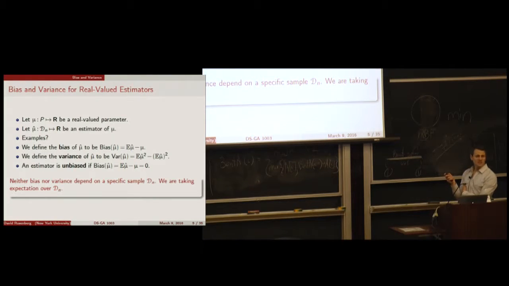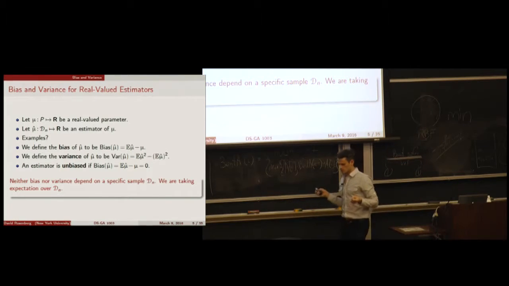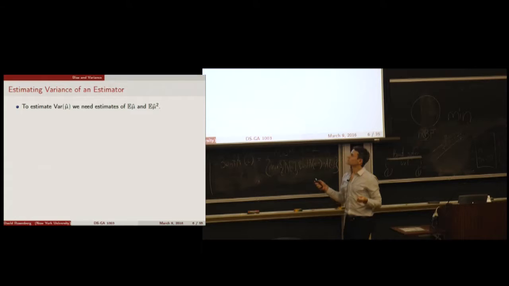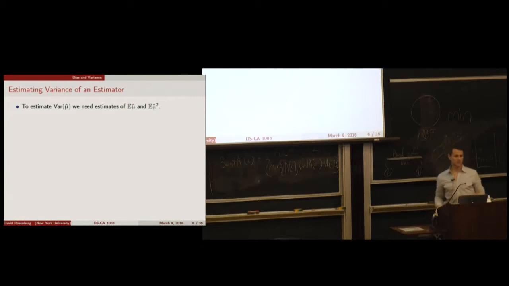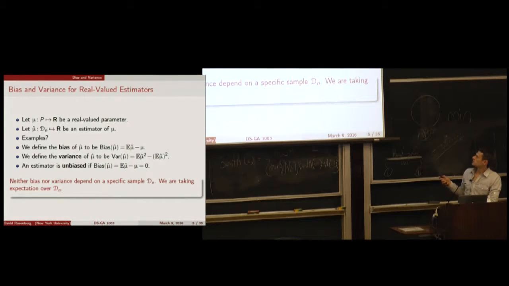We're taking the expectation over the data set. The data set is random, and we're taking the expectation over the data set, which we'll see more clearly in the next slide when we talk about how we estimate it. So how do we estimate the variance of mu hat? It has the expectation of mu hat and the expectation of mu hat squared in it. So let's get estimates of those things, subtract them, and then we get the variance.